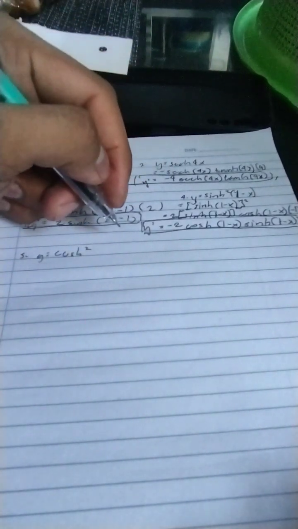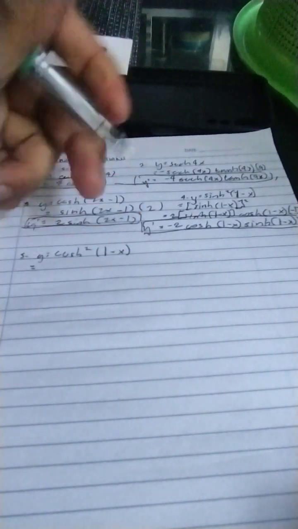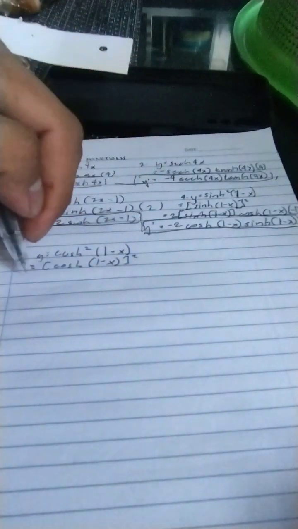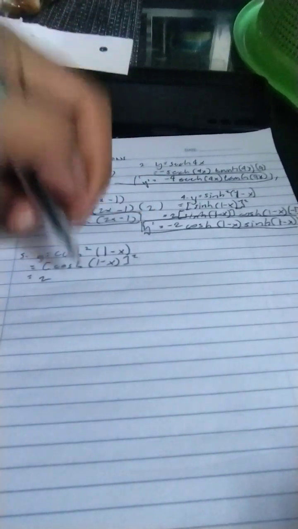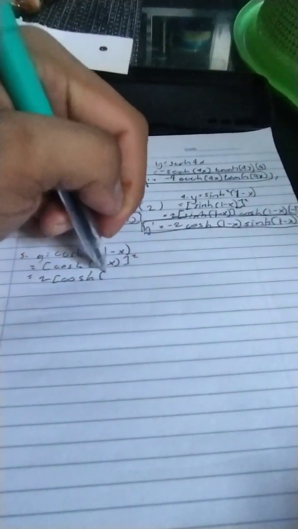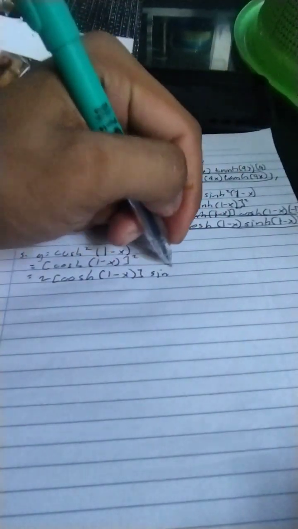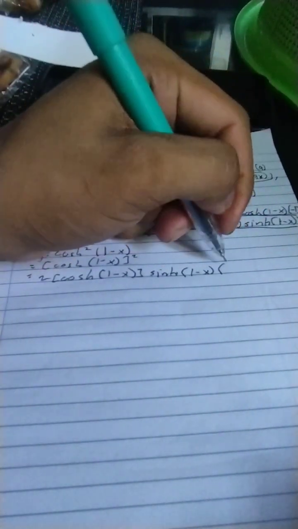Number 5, y is equal to hyperbolic cosine squared of 1 minus x. Same procedure, though. Hyperbolic cosine, then copy the angle 1 minus x, then the exponent. Then binaba natin yung 2, then copy the hyperbolic cosine, then 1 minus x. Then the derivative of hyperbolic cosine is hyperbolic sine. Then the 1 minus x, copy lang, then the derivative: 1 is a constant, so 0, negative x is negative 1.